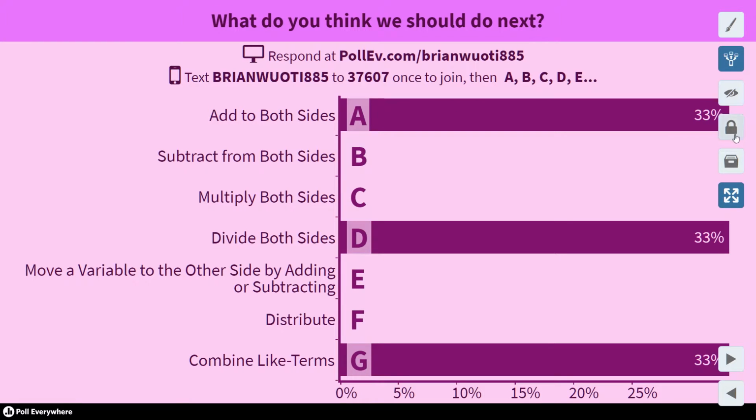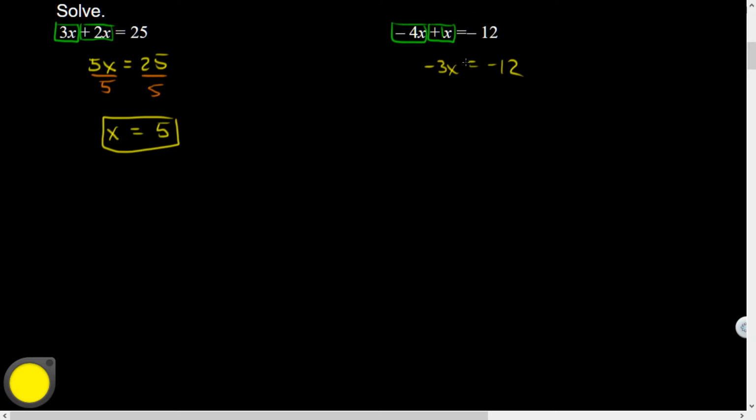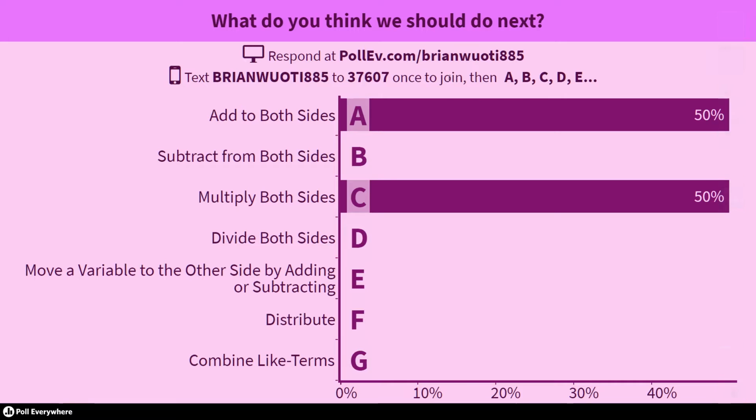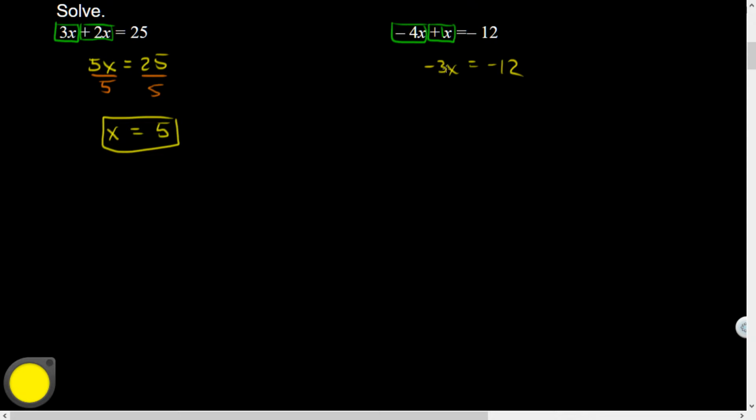Let's clear the poll. Let's see what we get. What do you guys think? Should I add, subtract, multiply, divide? How do I get rid of this negative 3? Yeah, let's see. Ready for some results? I'm hearing add to both sides. I'm hearing multiply to both sides. Ooh. Let me ask this question. What operation is happening between the x and that 3? Multiplication. It's being multiplied by negative 3.